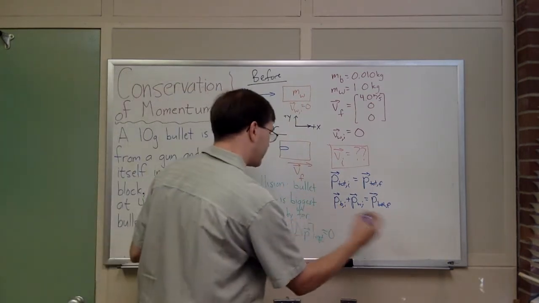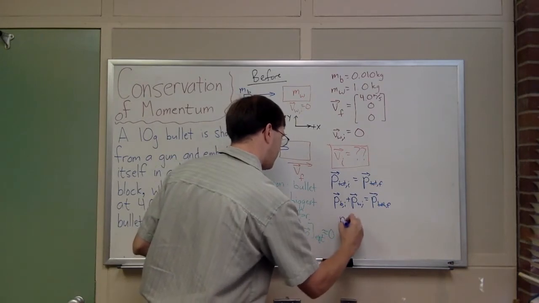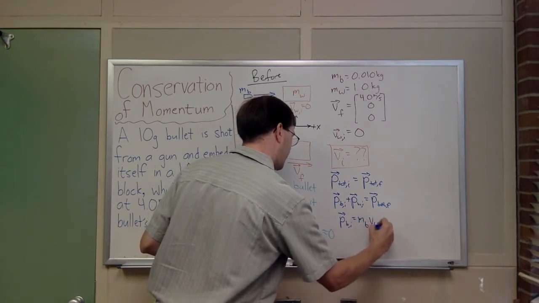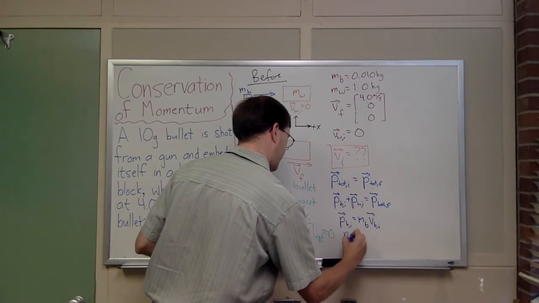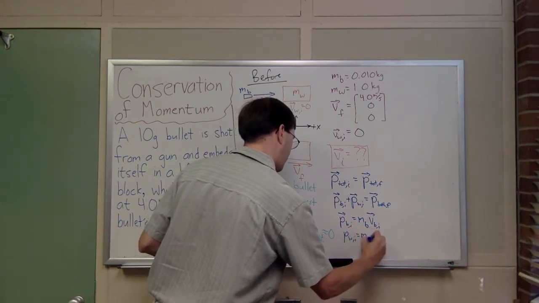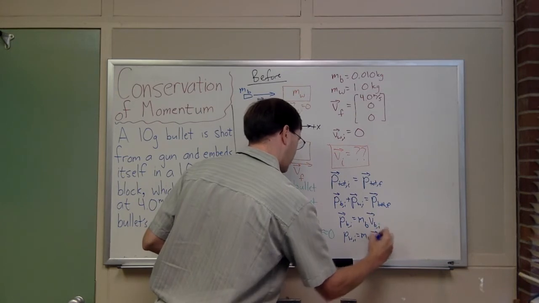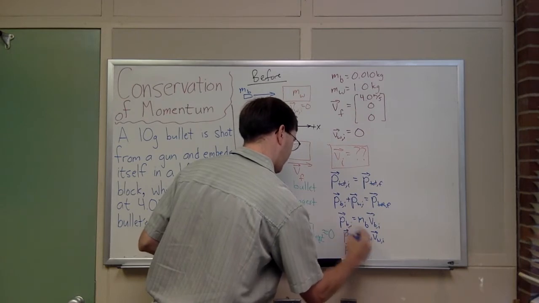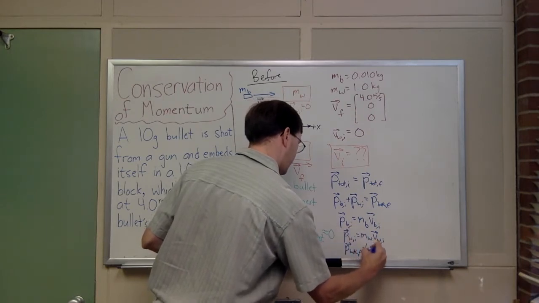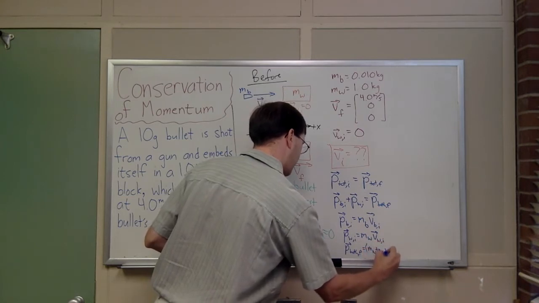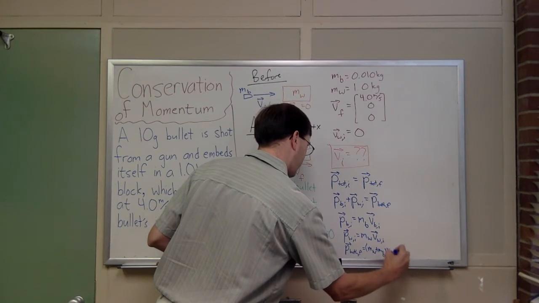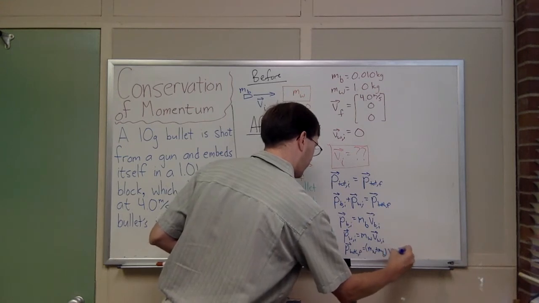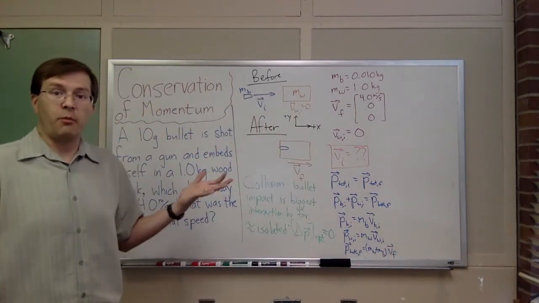And what do we know? We know the definition of momentum, right? We know that P bullet initial is equal to the mass of the bullet times V bullet initial, and P wood initial is mass of the wood times V wood initial, and the momentum of both, the vector P final, is equal to the total mass of the wood plus mass of the bullet, times V both, I guess I just called it V final, didn't I? Times just V final vector. So those are my definitions of momentum for these different cases.